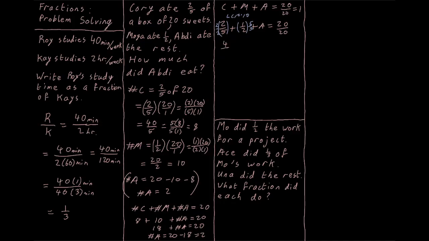So we have 4/10 of the sweets were eaten by Corey and 5/10 of the sweets were eaten by Moya, and then Abdi's fraction, and that has to add up to our total of 20 out of 20 or 10 out of 10. It's all just 1. We then say we have 4/10 and 5/10, so we have a total of 9/10 plus Abdi's amount.